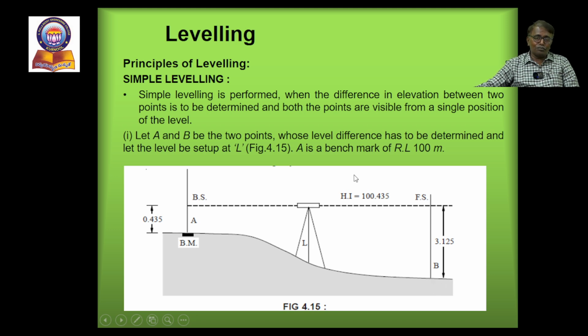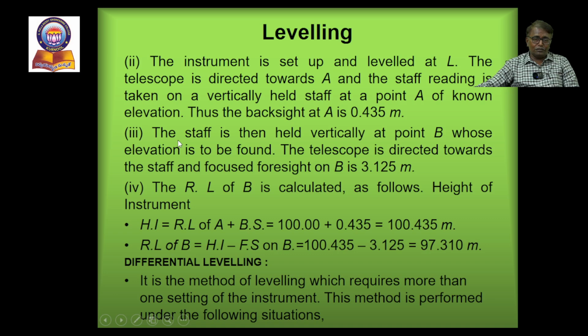This is the simple leveling. The entire operation I have explained. So the reduced level of B is obtained as height of instrument minus foresight on B, that is minus 3.125. We will get 97.310 meters as the reduced level of B.